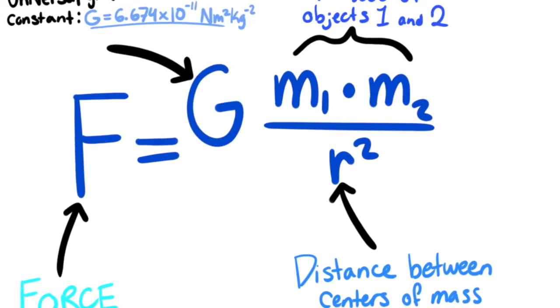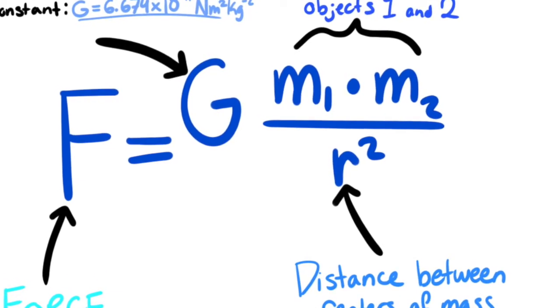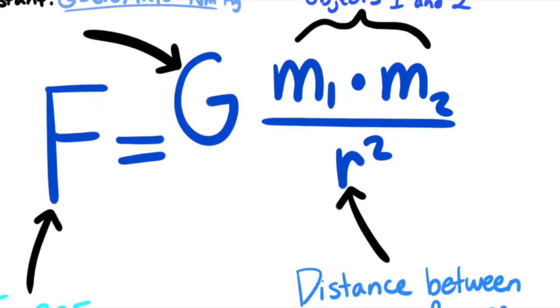A real-life example of this equation being used would be calculating the gravitational force between the Sun and the Earth. The Earth has a mass of 5.972 times 10 to the 24th kilograms, while the Sun has a mass of 1.989 times 10 to the 20th kilograms. The distance between the two planets is 149.6 billion meters.